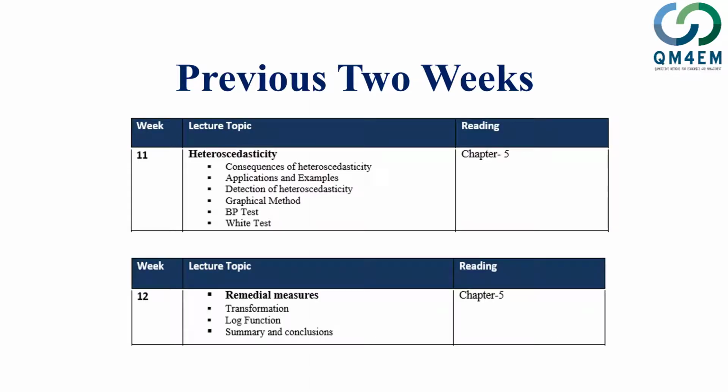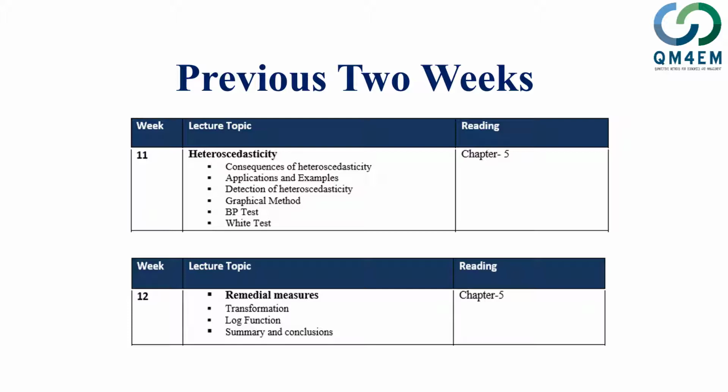The previous 2 weeks, if you may recall, were focused on the heteroscedasticity topic. We were discussing in detail the concept of heteroscedasticity, how it is caused, and what the consequences of heteroscedasticity are. So when the variance is not constant across the given values of the explanatory variable, we have a problem of heteroscedasticity. And the major consequence of heteroscedasticity is that the OLS estimators are no more BLUE.